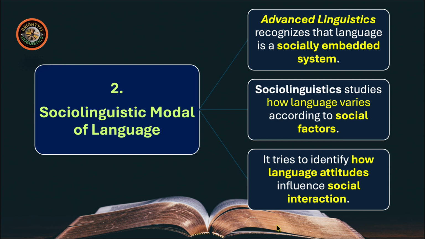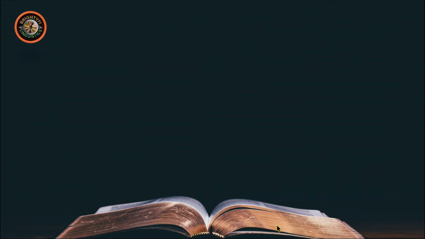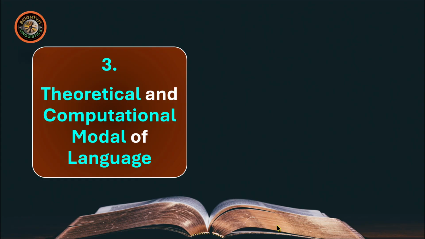So, how your linguistic skill, your linguistic behavior, affects the way you socially behave, interact, and communicate. This makes all the difference, because a person is also known by the way he speaks. We move on to the next, point number 3: theoretical and computational models of language.